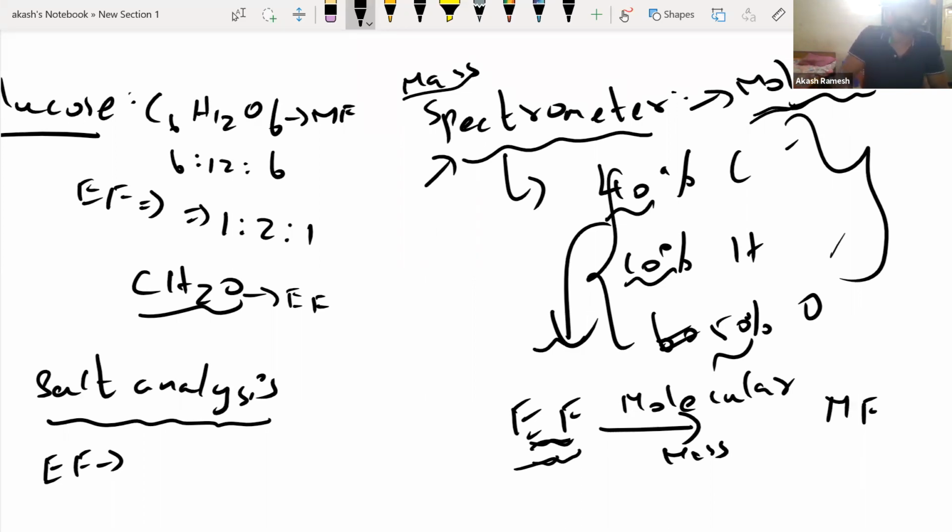Okay, I know the empirical formula and I know the molecular mass, and I will be able to calculate what the molecular formula will be. All this can be done. Now I'll tell you how it is very easy.